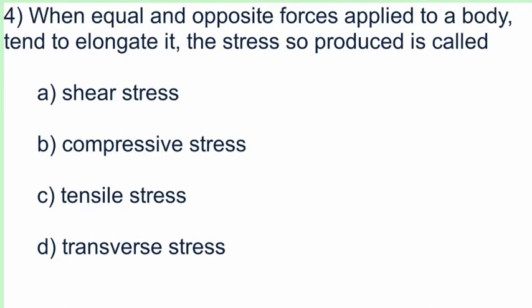Fourth question, when equal and opposite forces applied to a body tend to elongate it, the stress so produced is called option A, shear stress, option B, compressive stress, option C, tensile stress, and option D, transverse stress. And the answer is option C, tensile stress. When equal and opposite forces applied to a body tend to elongate it, the stress so produced is called tensile stress.